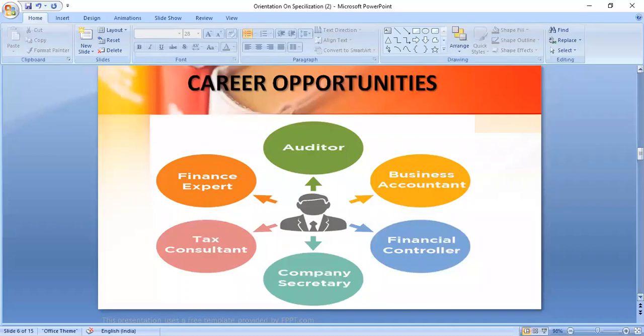Then you have a financial controller. This is the highest post, or the senior-most post, in the accounting career. He will be preparing the FS, the financial statements. He will check whether the company has followed the accounting standards. He will also prepare budgets for the company, and he will be involved in all the important meetings and decisions taken by the organization.